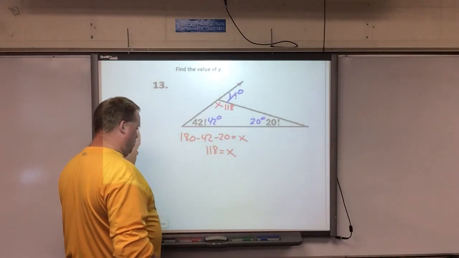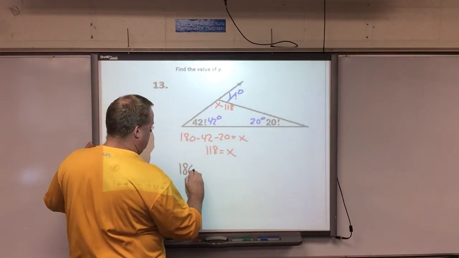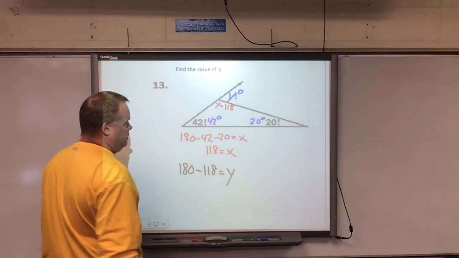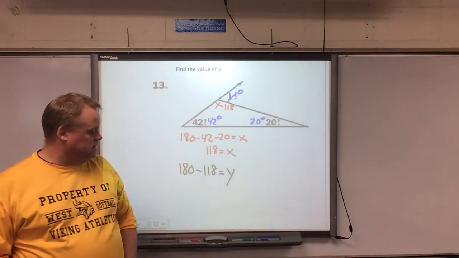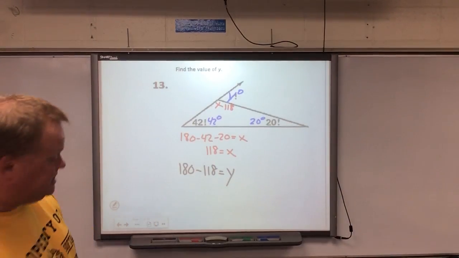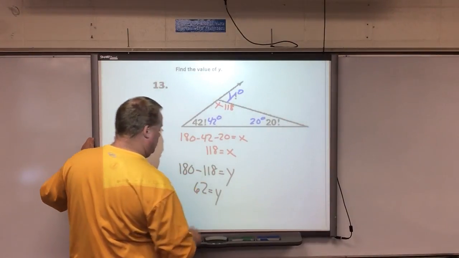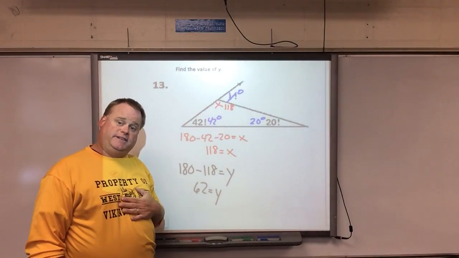Now I know I can find y by going 180 minus 118 equals y. I'm substituting in this 118 for x. 180 minus 118 is 62. So 62 equals y. So I know that y is 62 degrees.